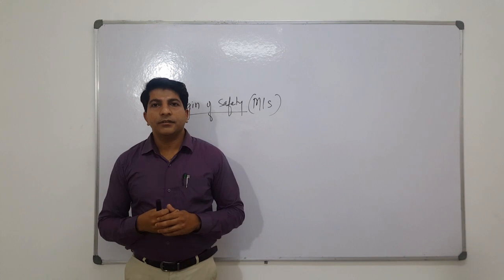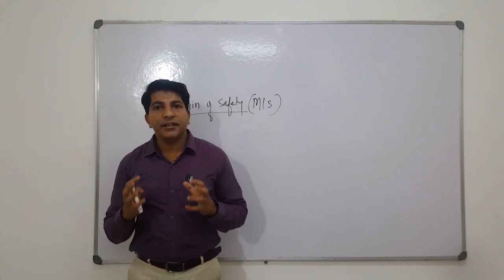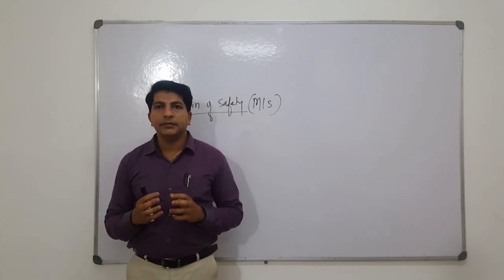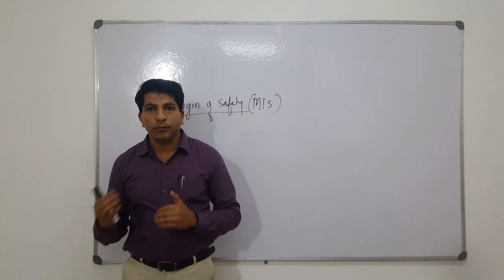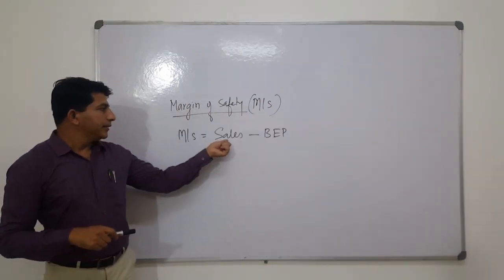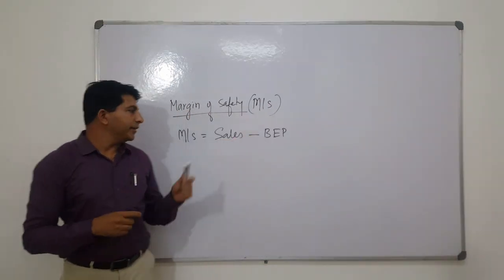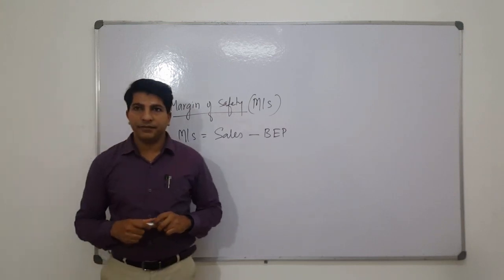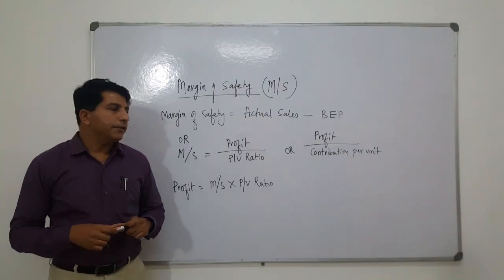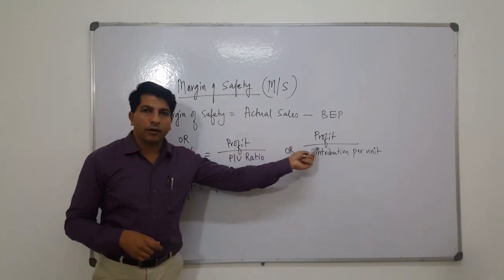Margin of safety may be defined as the difference between actual sales and the sales at break-even point. Sales minus break-even point is margin of safety. Margin of safety can be calculated by using these two formulas.